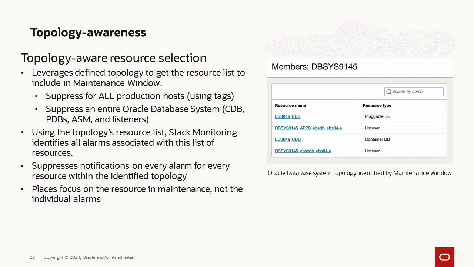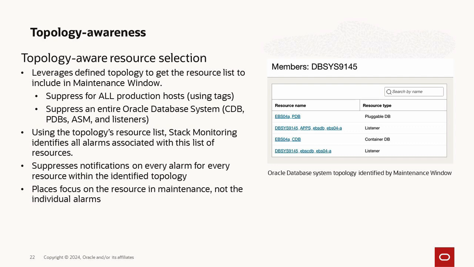For example, when performing maintenance on an Oracle database system, stack monitoring will leverage the topology to identify all the resources included in that stack. In the example here, we can see this Oracle database system contains a CDB, a PDB, and 2 listeners. Using this full list of resources, stack monitoring will identify every alarm rule related to each of these resources and suppress their notifications during the maintenance event.